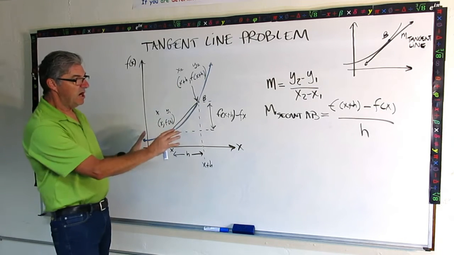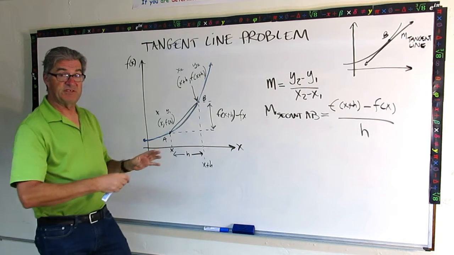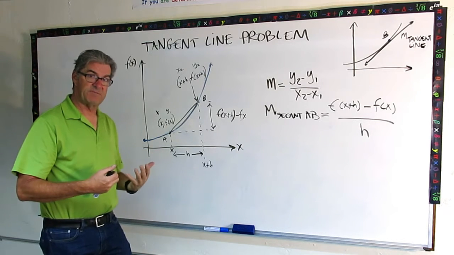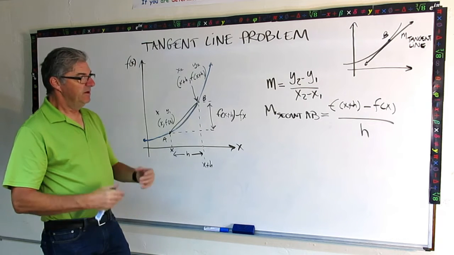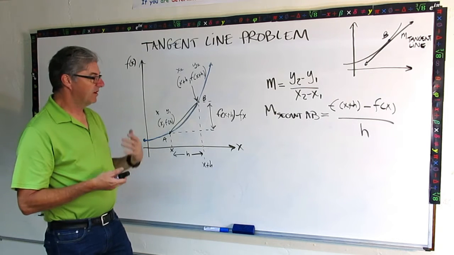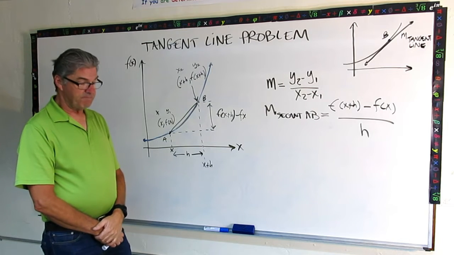And for any combination of x's and h's, and f of x's and f of x plus h's, we can find the slope of our secant line. So that's the fundamental formula for getting a secant line slope.